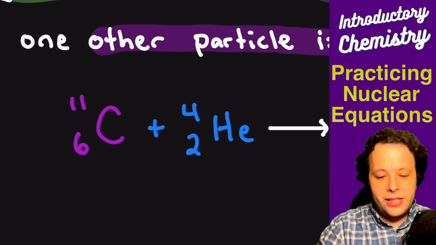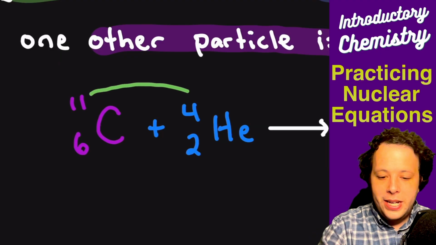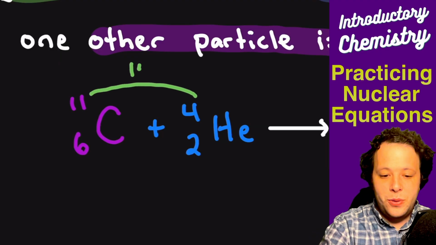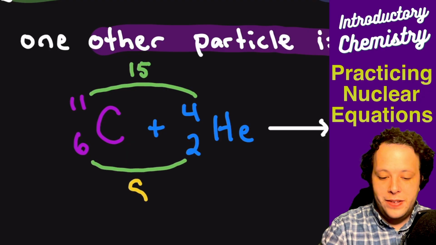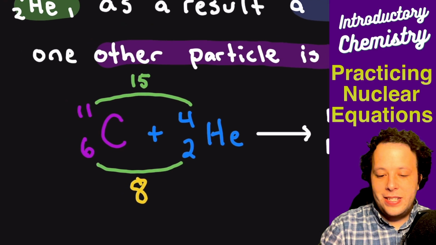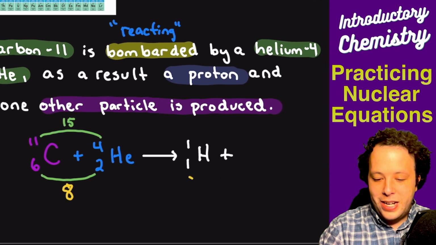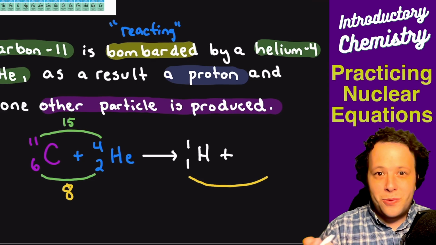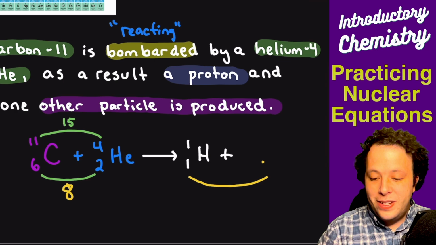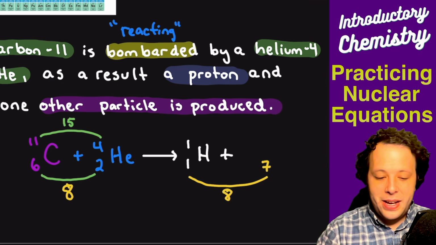So when we look at this, we're going to add up what we have on the left side this time. So when I add up my masses, I have a total of 15 on the top. And then when I add up my atomic numbers, I have a total of 8. So this is going to be what we're going to have also on the right-hand side. So we're going to have a total of 8 on the bottom as well. So that means how do I get to 8? Well, we do 7 plus 1. That will give us 8. So we can see that we have that total.